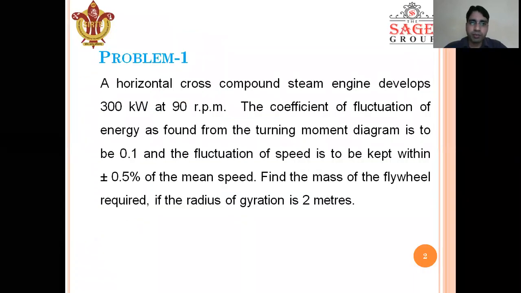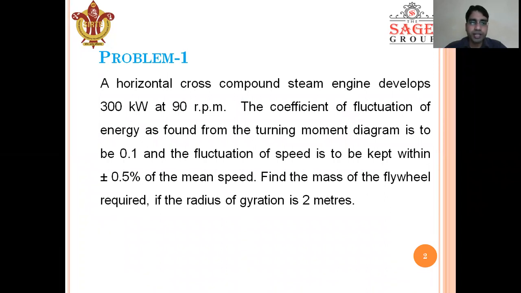So this is a numerical problem. A horizontal cross compound steam engine develops 300 kilowatt at 90 rpm. The coefficient of fluctuation of energy as found from the turning moment diagram is to be 0.1, and the fluctuation of speed is to be kept within plus minus 0.5% of mean speed. Find the mass of the flywheel required if the radius of gyration is 2 meter.